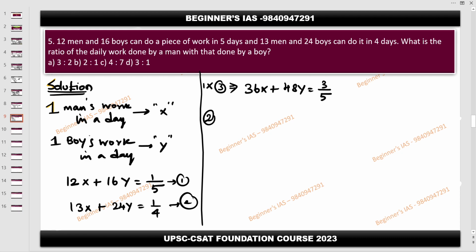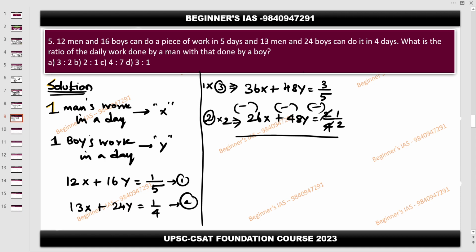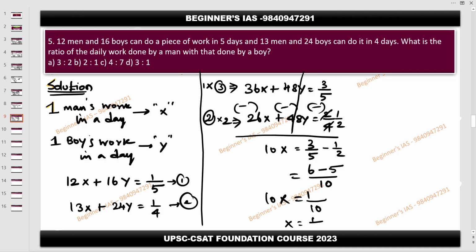Now to get the same 48, 24 into 2 is 48, therefore multiply the second equation by 2. So 26x plus 48y is equal to 2 by 4, which I am taking as 1 by 2. Listen carefully. Now subtract. 48 minus 48 gets cancelled. 36 minus 26 becomes 10x, which is equal to 3 by 5 minus 1 by 2. Here 10 is the LCM: 5 twos are 10, so multiply by 2, and 2 fives are 10, so multiply by 5. Therefore 1 by 10. So 10x is equal to 1 by 10. Then what would x be? x is equal to 1 by 10 into 10, which is 1 by 100. So x we have found as 1 by 100.